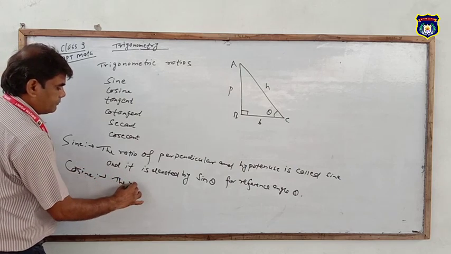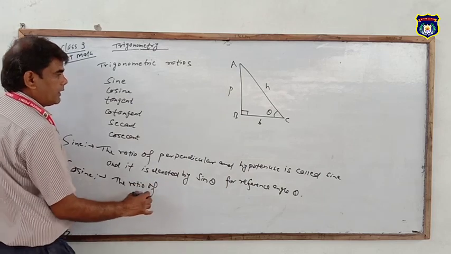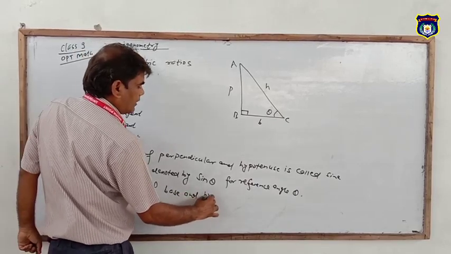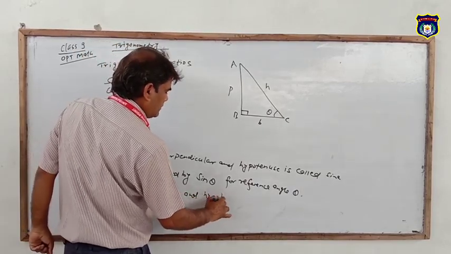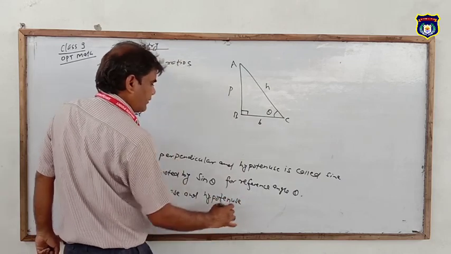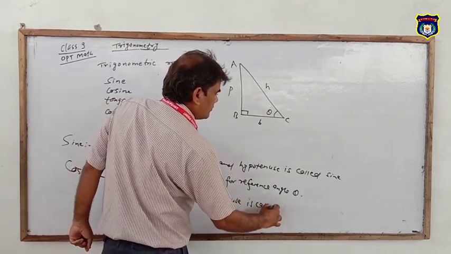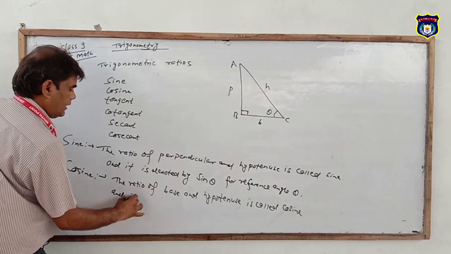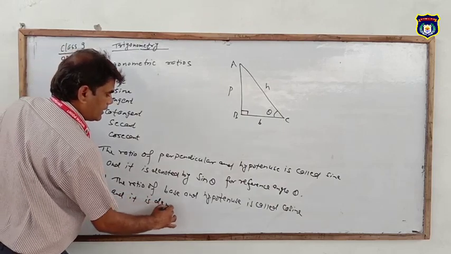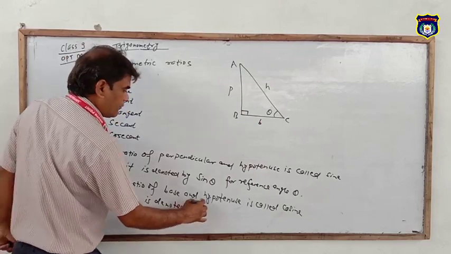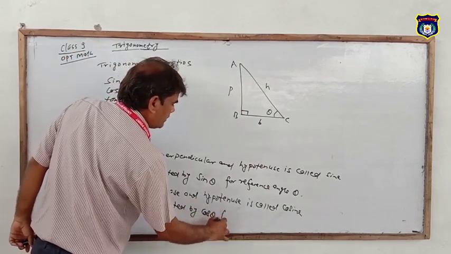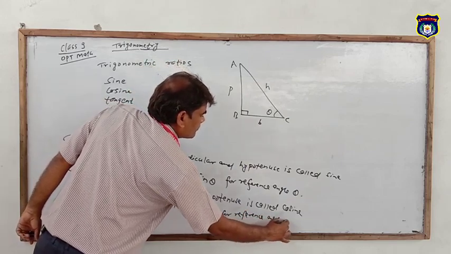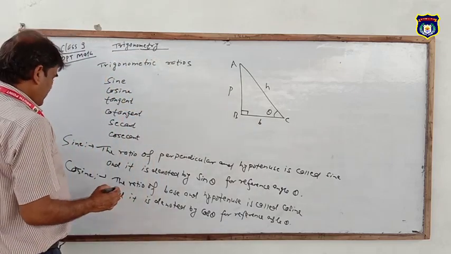The ratio of base and hypotenuse is called cosine, and it is denoted by cos theta for reference angle theta. Similarly, tangent.